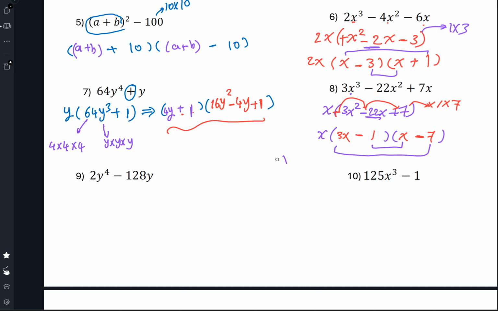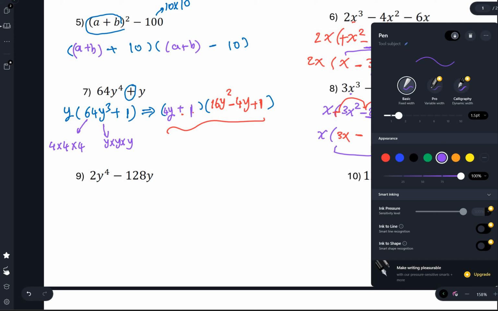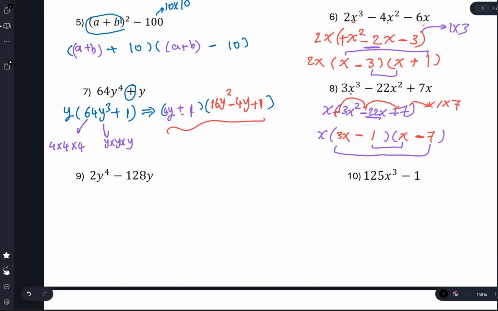Okay. The next question, students, which is question 9. Let's change the color. Why do we always use purple? Let's use this color. We have 2y power 4 minus 128y. Again, students, these are 2 terms. When 2 terms, you think about factoring. 2 and 128, both of them even numbers, divisible by 2. So we can factor 2. Since both of them have a y, we can factor y also. Y power 1, the smallest power.